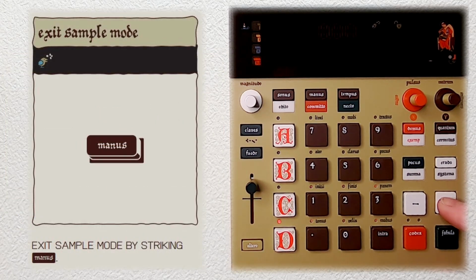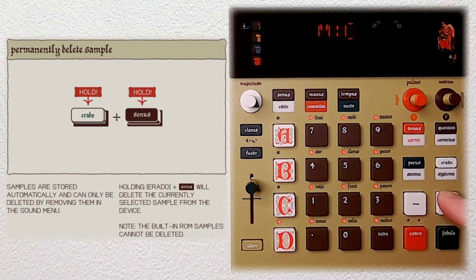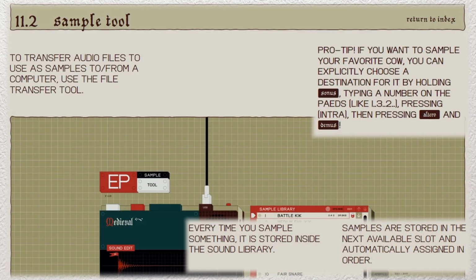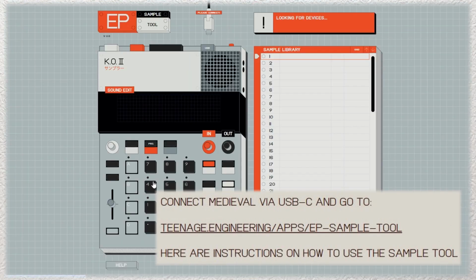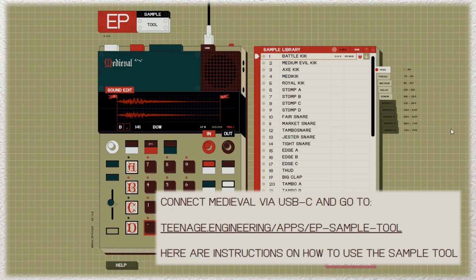Pressing Manus takes you back to the start, and holding down Irado and Sonus will delete whichever sample you currently have selected. To transfer samples in and out of the EP-1320, go to the Sample tool on the Teenage Engineering website, as described in my first beginner video.